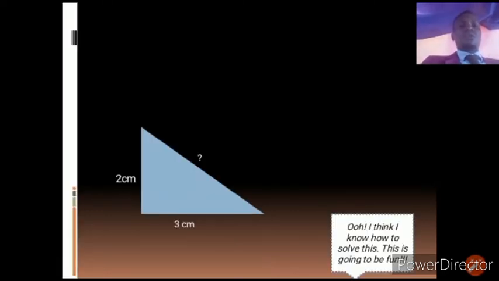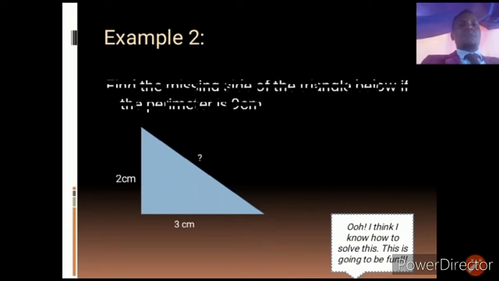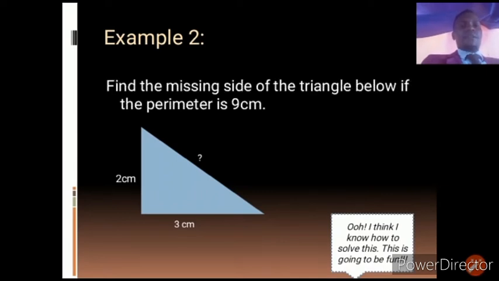Now in this question, we are given 2 sides and the third side is unknown. It's very different from the first question we solved. This time we are given the perimeter as 9 and we are told to look for the unknown side. To get the unknown side, we still use the same method, just that this time we are looking for the unknown side.